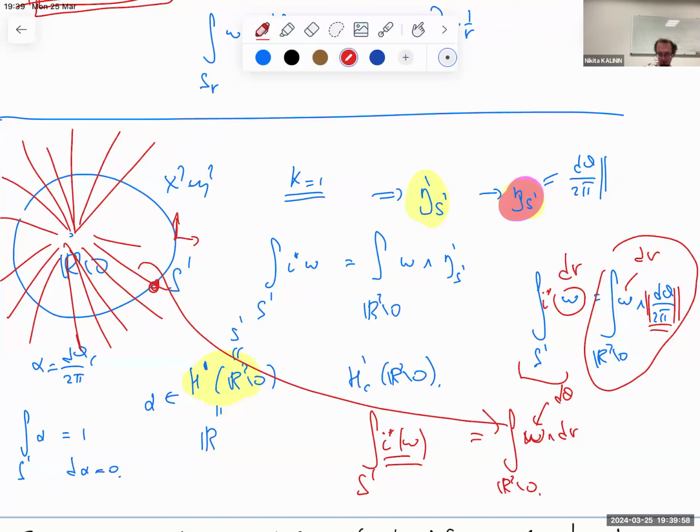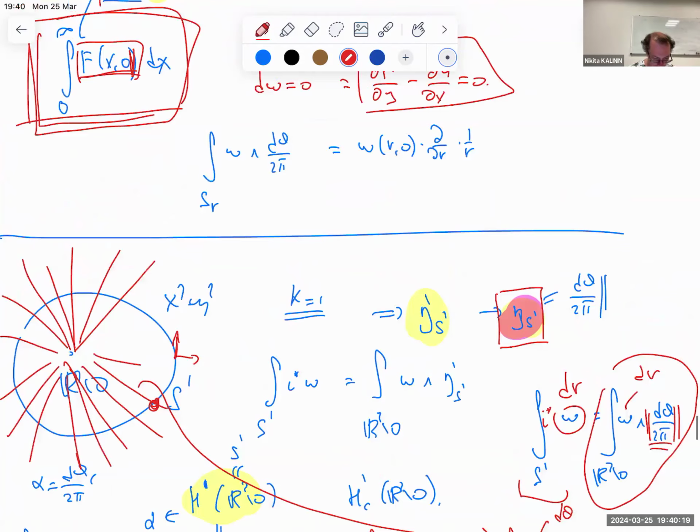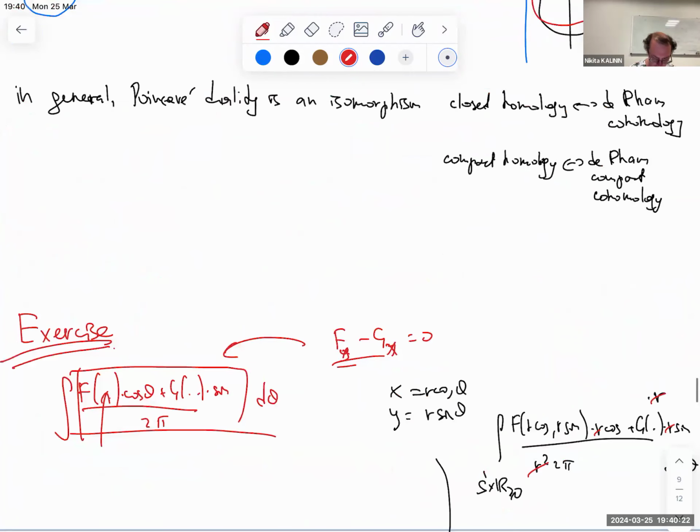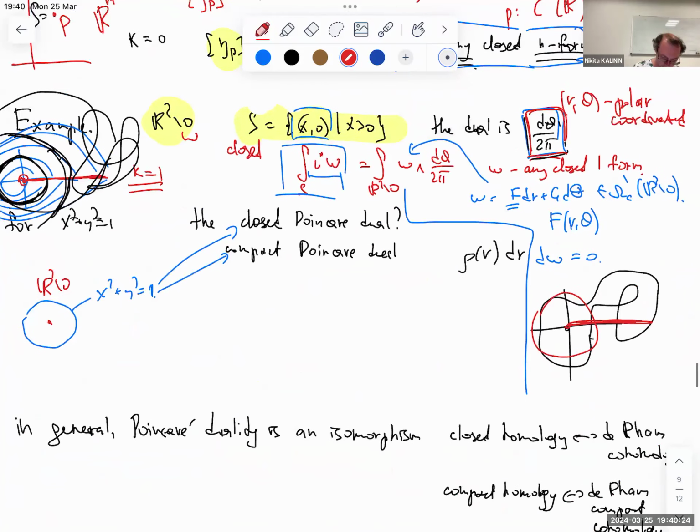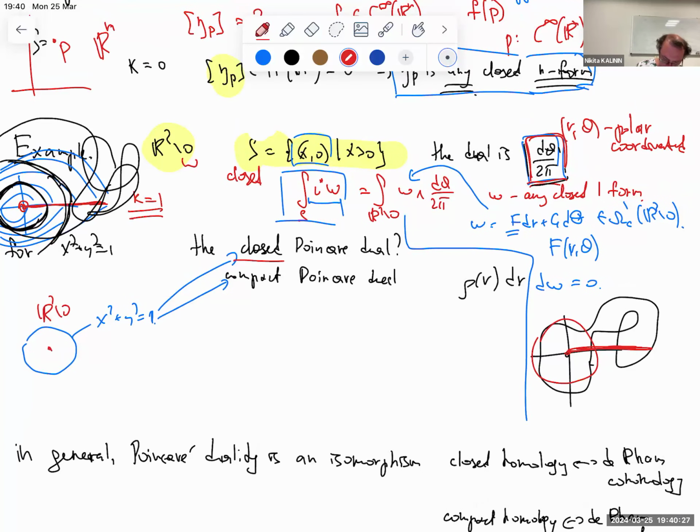And also, apparently, this dr should have compact support, right? So if we consider just the usual Poincaré dual, then we should integrate some forms with compact support. So we should multiply all of them by something. Okay, anyway, let me just puzzle you enough. So let's say that here you should also find both the closed Poincaré dual and the compact Poincaré dual in this example. And we'll discuss solutions next time.